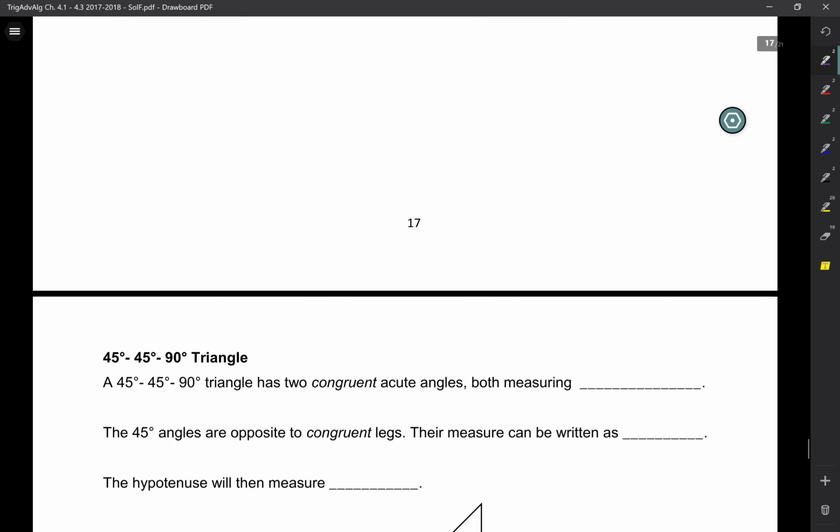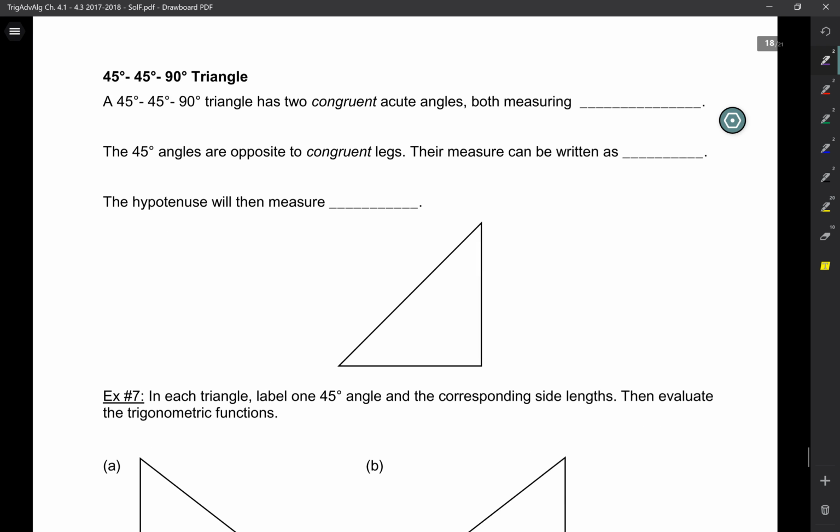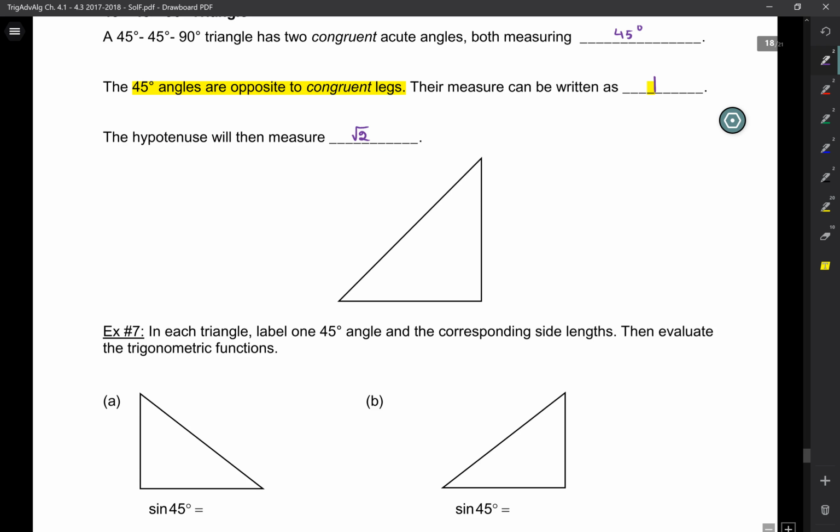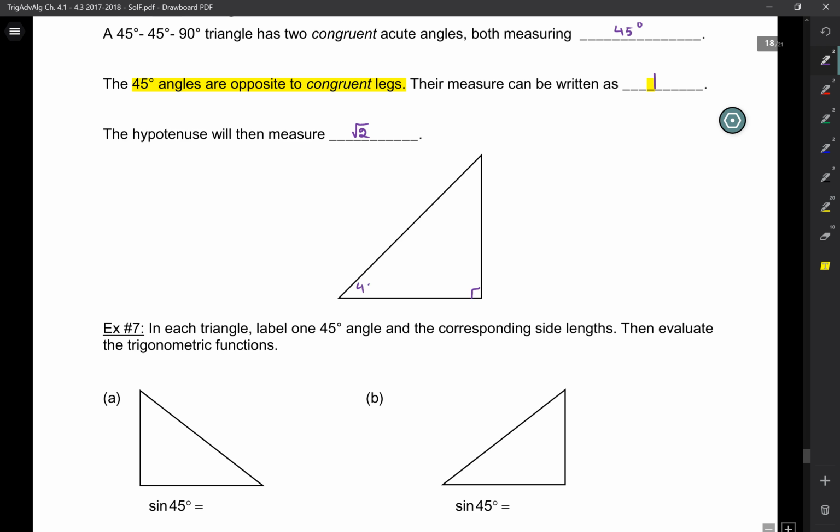All right, now, similarly, in a 45-45-90 triangle, we have two congruent acute angles, and they both measure 45 degrees. Now, these 45 degrees are opposite to congruent legs. And if we say that their measures are 1, then how big is the hypotenuse? Root 2. So if I label that like this, it's 1, 1, root 2.